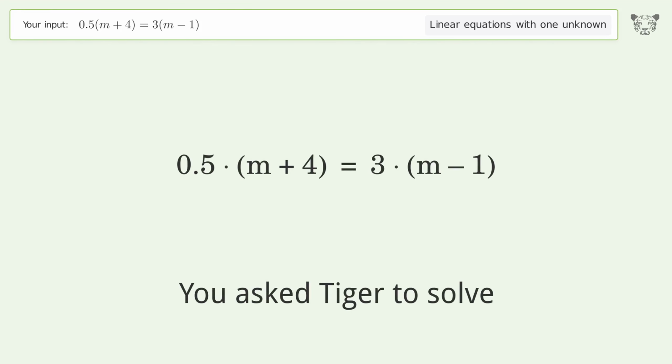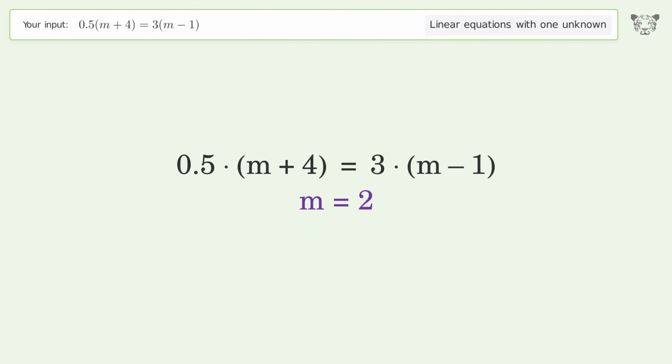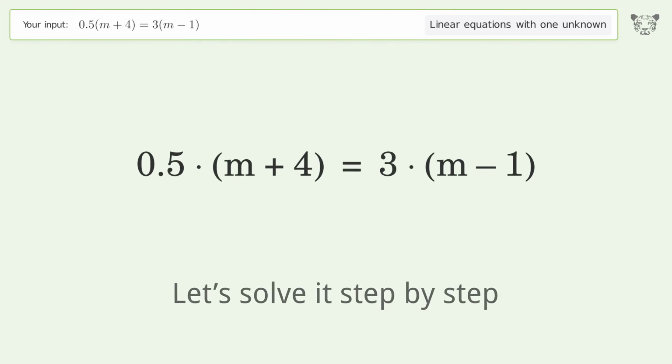You ask Tiger to solve. This deals with linear equations with one unknown. The final result is m=2. Let's solve it step by step.